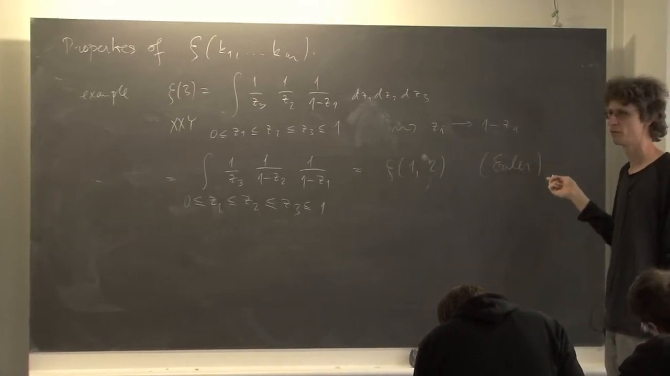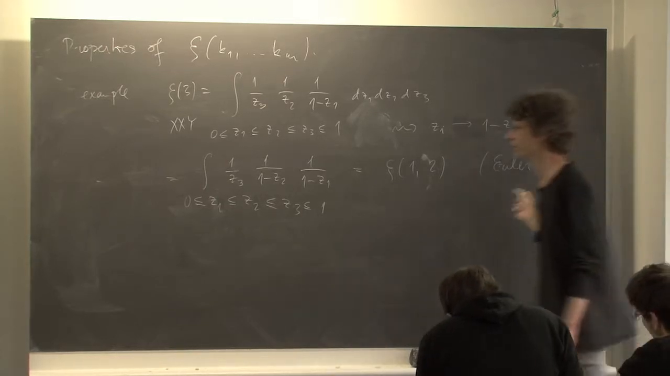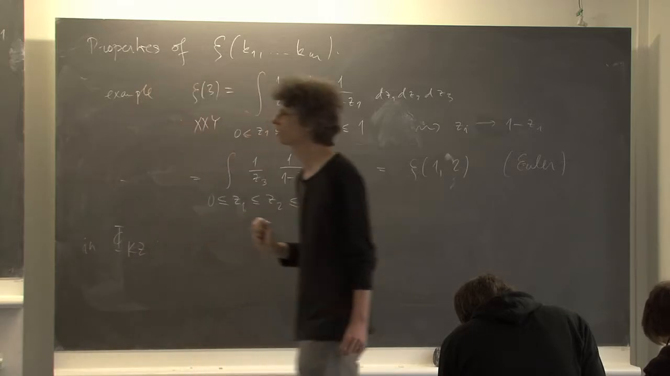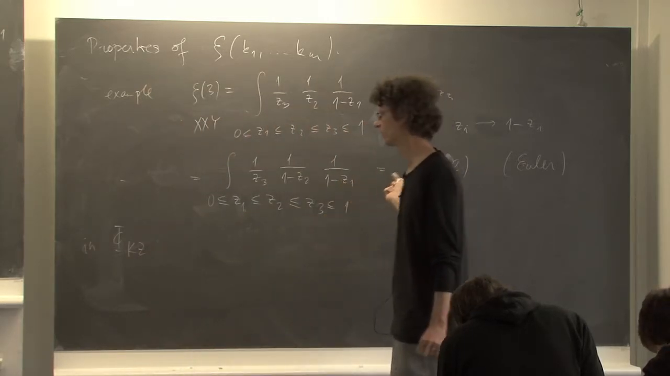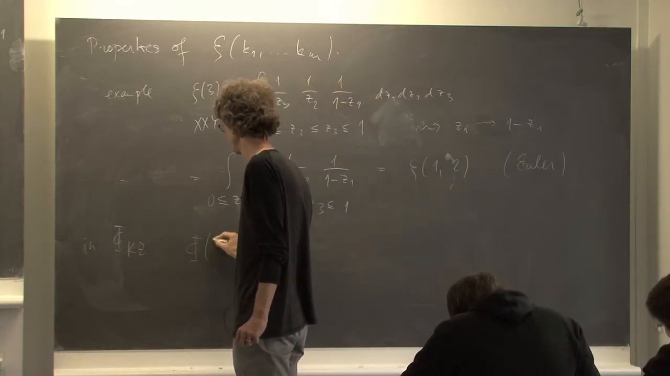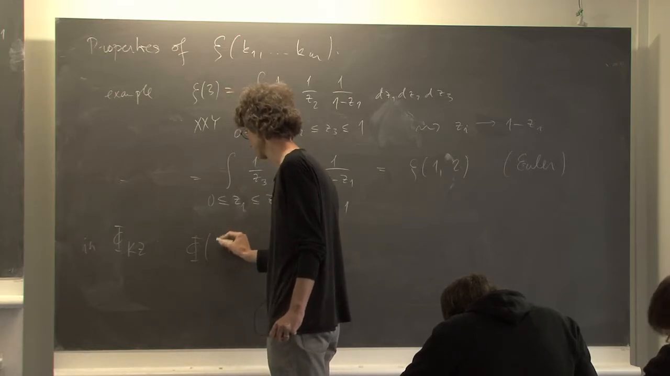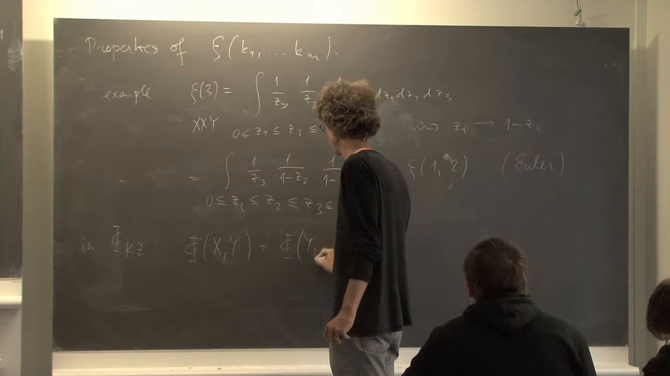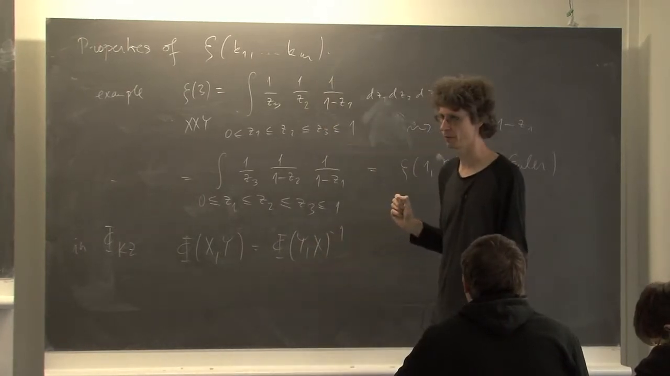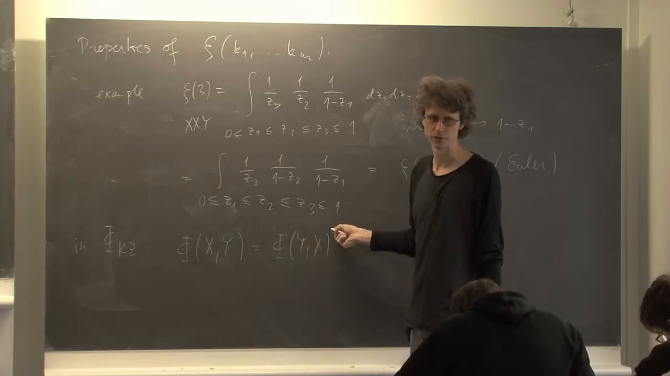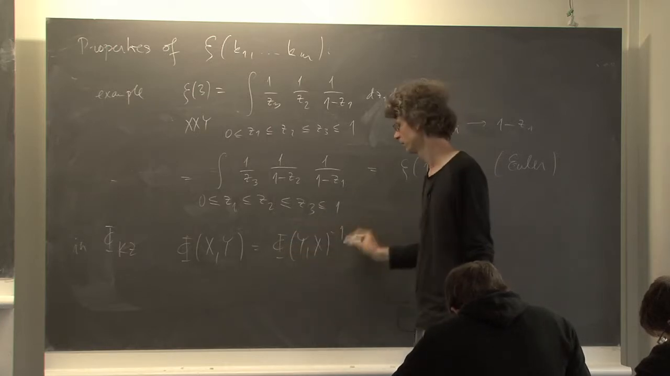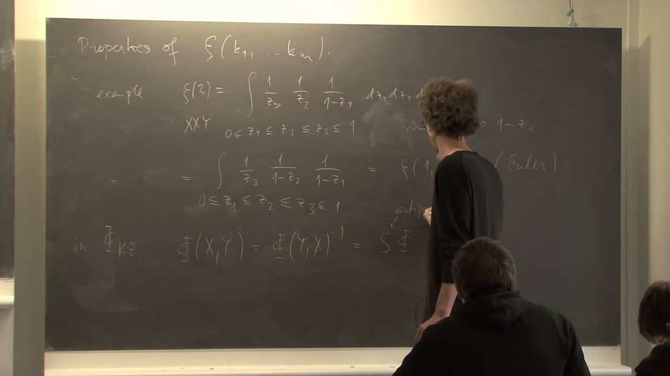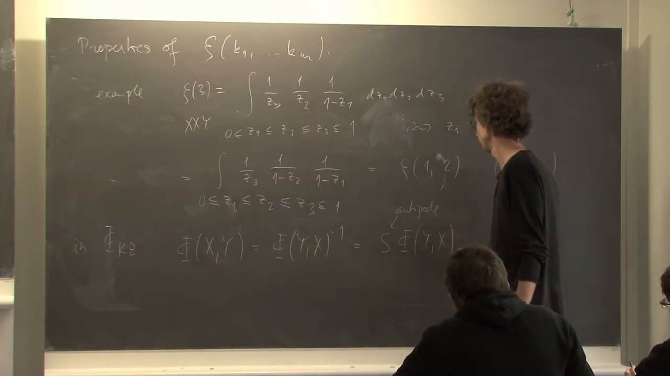But where does it come from? What is the meaning for the associator? It's a very simple thing. In phi KZ, it's a property that we know. For any associator, we know that this is equal to phi yx inverse. Computing the inverse of a power series is an unpleasant thing, but our phi is group-like. So at the same time, this is the antipode applied on phi yx.